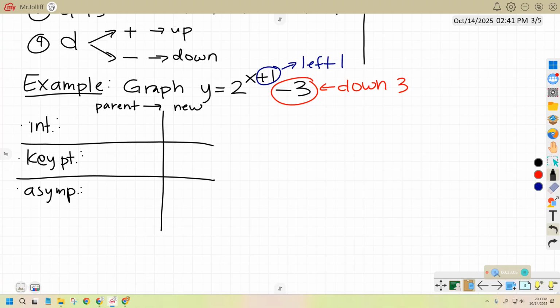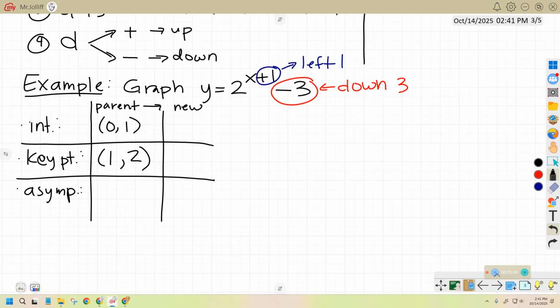Where does the parent exponential have an intercept? Who remembers? Randy? Where does y equals b to the x have an intercept? You wrote it down. I heard a 1. Is that an x-intercept or a y-intercept? Yeah. That's a y-intercept. Key point is, I think, what I was hearing in the back corner, which is 1 comma b. And in this case, what is our b? What's the base of our exponential? 2. So 1 comma 2.